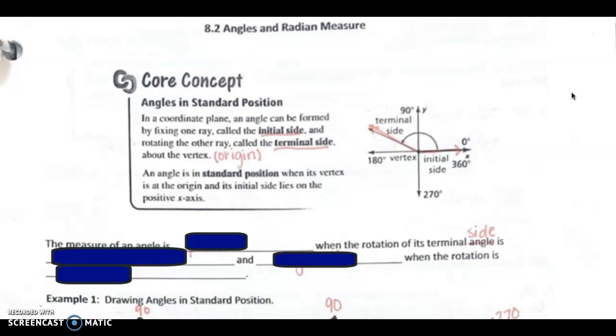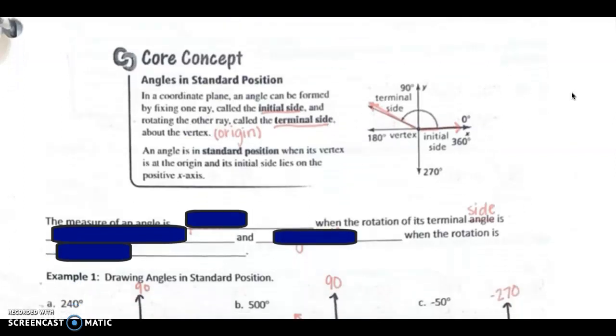8.2 is angles and radian measure. This is one of the easiest sections. I think you guys will catch on pretty quickly. It says the angles in standard position. This is really important. An angle in standard position has two sides. One is the initial side and one is the terminal side.